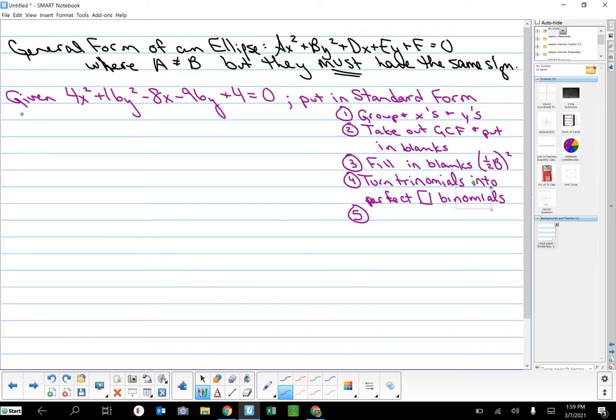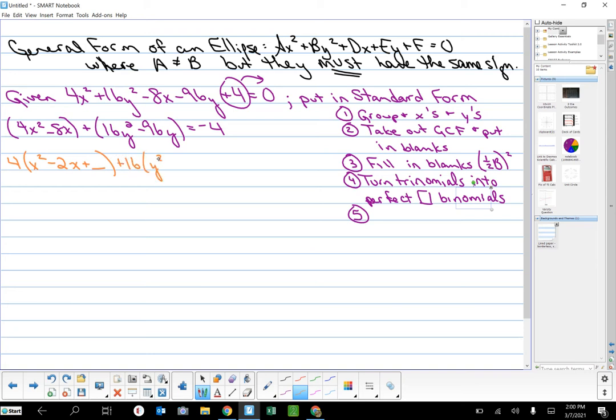All right, so first step, let's group our x's, group our y's, and remember, move this guy to the other side. Now, factor out your GCF, only the number, not the variable. So we're going to take out a 4, leaving x squared minus 2x plus a blank. We can take out a 16. That leaves us y squared minus 6y plus a blank.